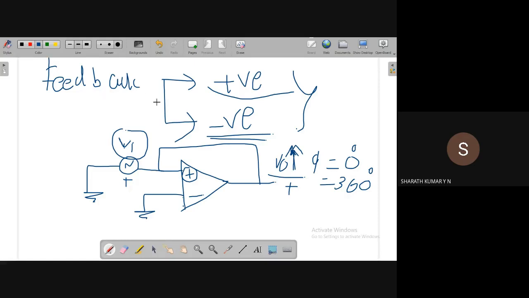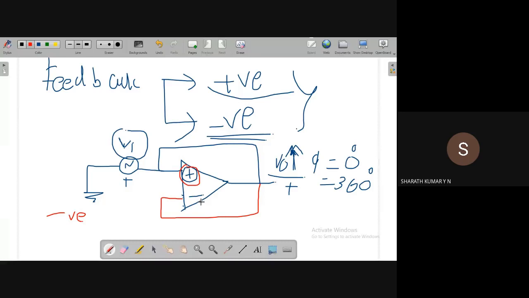Negative feedback, on the other hand, I'll write in another color for discussion purposes. For a negative feedback, we give the output to the inverting input terminal, and the input is given to the non-inverting input terminal. Output is given to the inverting input terminal.